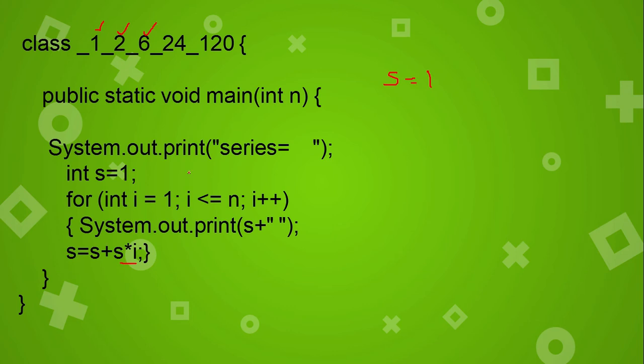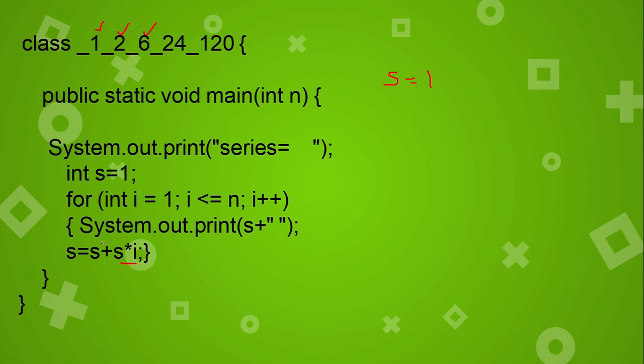6 is printed. Now new value for s will be calculated. s is equal to s plus s into i. That means 6 into 3, 18. 18 plus 6, it is 24. So what is the value of s now? 24. Coming over here, i becomes 4. 4 less than or equal to 5.